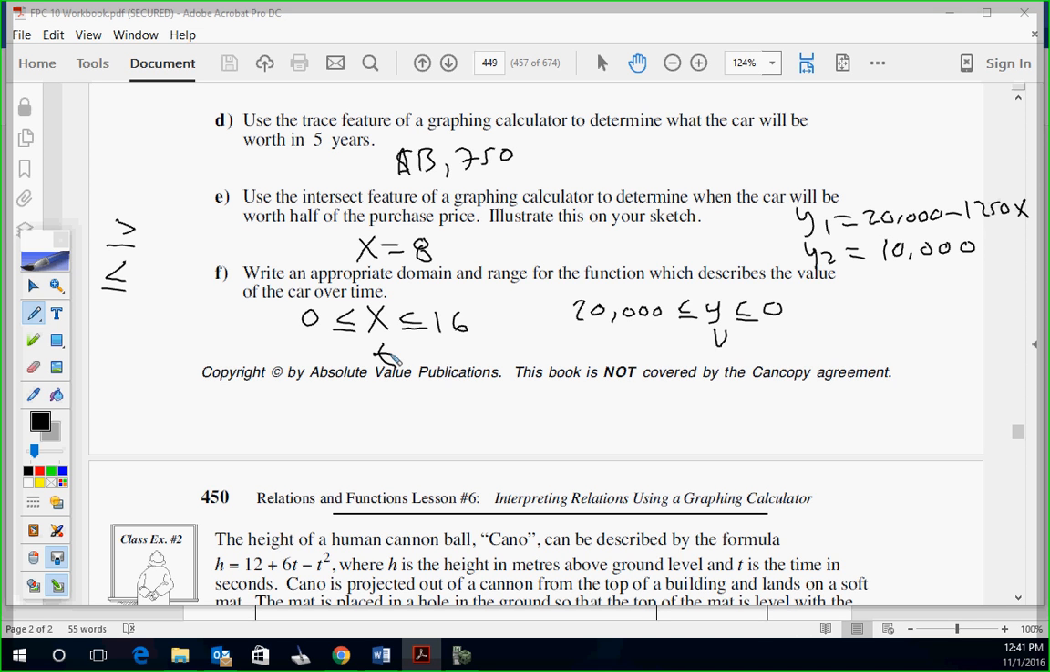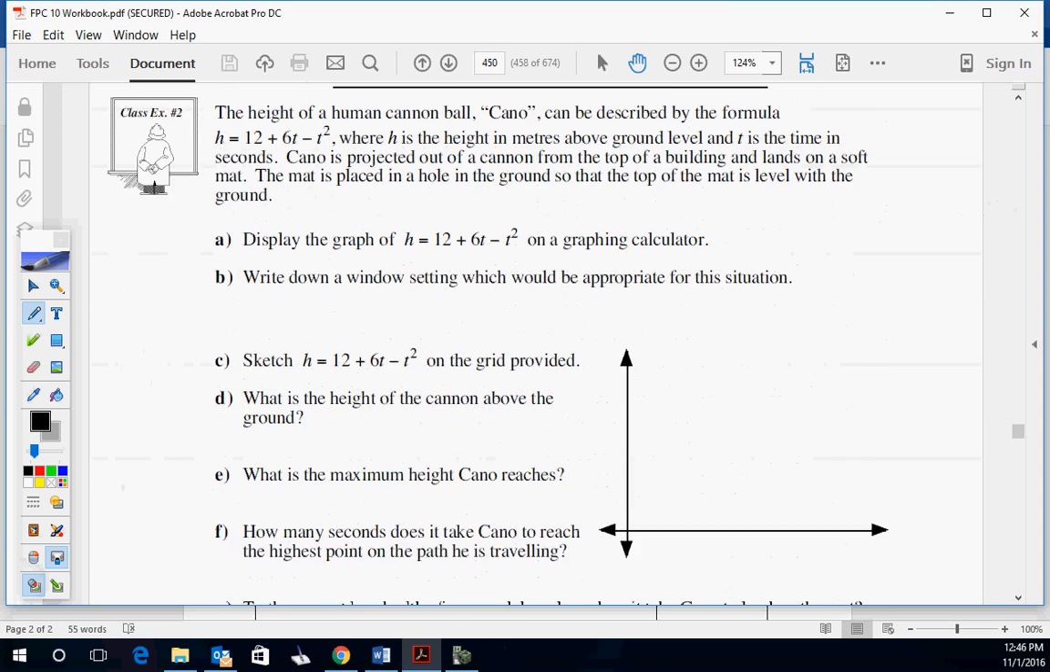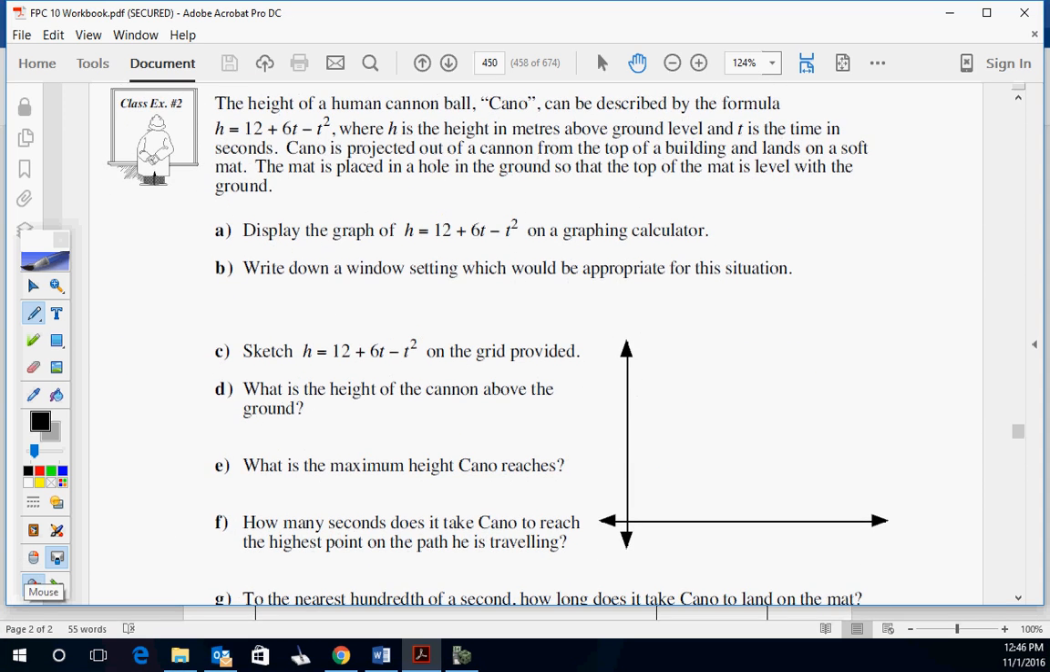Okay, just one more page here, and then we've got the next one. All right, so this one: the height of a human cannonball, I guess is its nickname, can be described by the formula h = 12 + 6t - t squared, where h is the height in meters above ground level. The cannonball is projected out of a cannon from the top of a building and lands on a soft mat. The mat is placed in a hole in the ground so that the top of the mat is level with the ground.